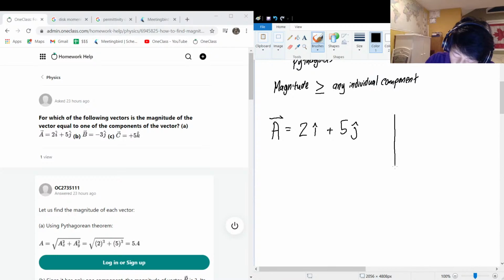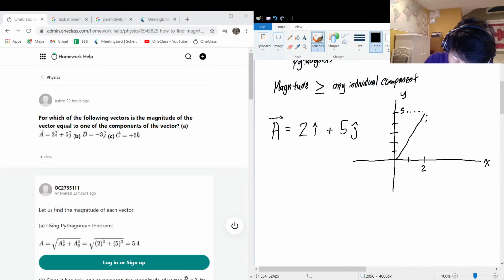Okay, so if we wanted to draw this on a grid, 1, 2, 3, 4, 5, 1, 2, it would go 2 in the I direction, and this is X, and this is Y, and this will be 5 in the Y direction. It would be here. So that would be A. And you can see this definitely has some Pythagoras theorem type of energy.